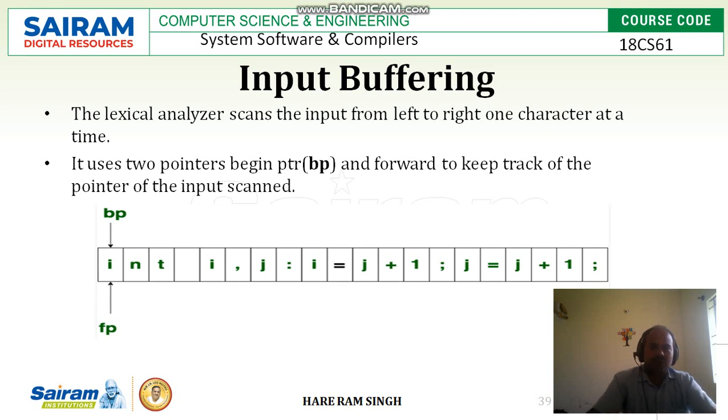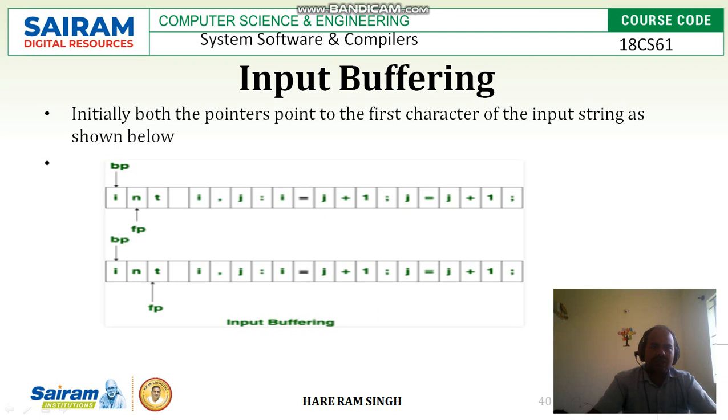It uses two pointers. The lexical analyzer uses two pointers. One is called BP, that is begin pointer, and another is called FP, that is forward pointer. BP and FP keep track of the input scan.